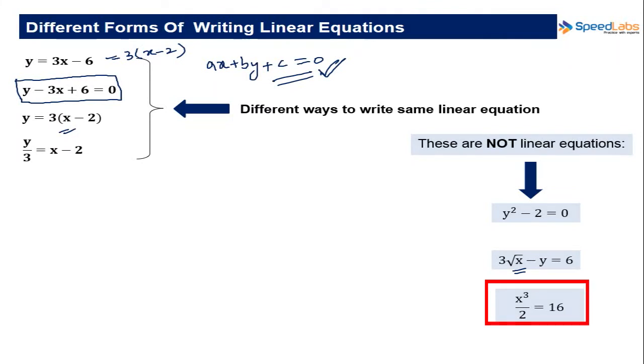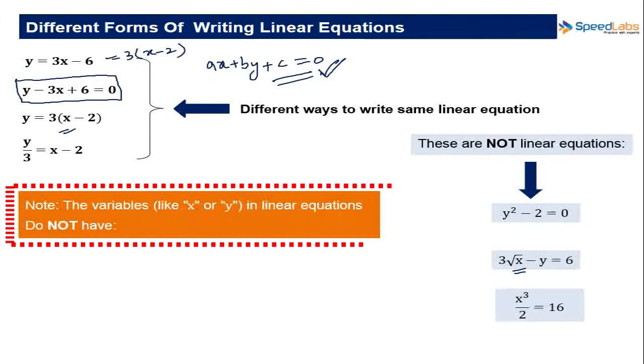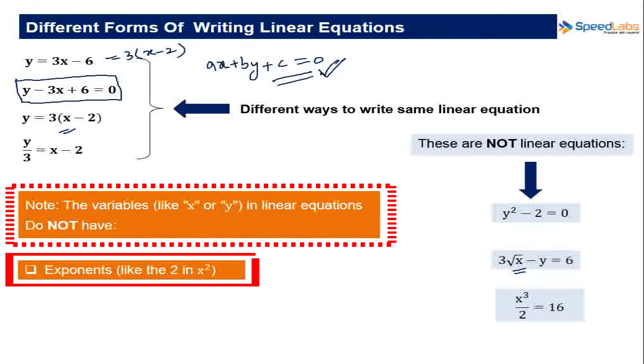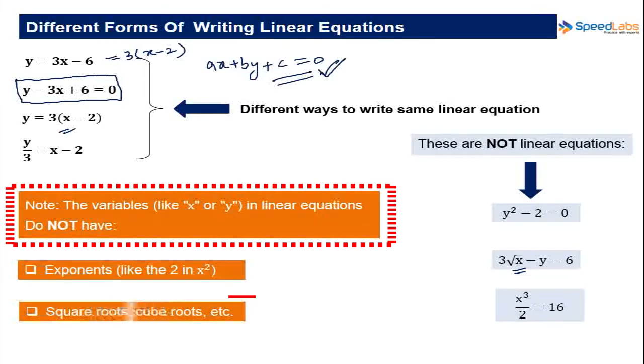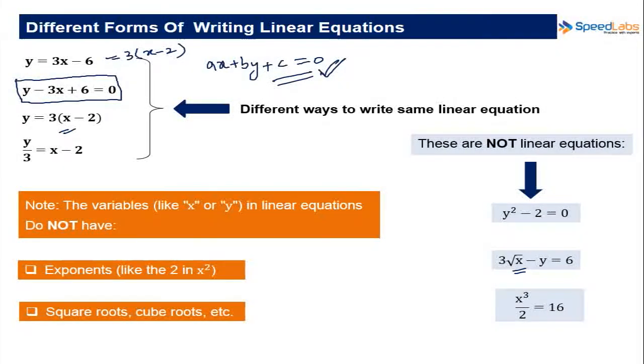Again this is not an example of linear equation because in this case the power of x is 3. So whenever you have exponents in the power of x and y, or you have square root or cube root, then that equation is not a linear equation. So for any equation to be a linear equation, the variable power should be 1 and 1 only. So be very precise while checking whether a given equation is a linear equation or not.